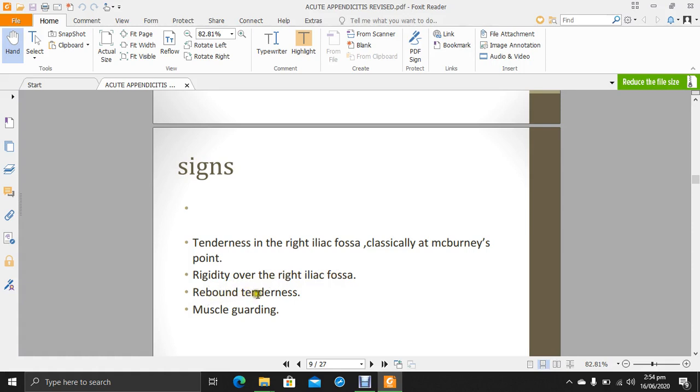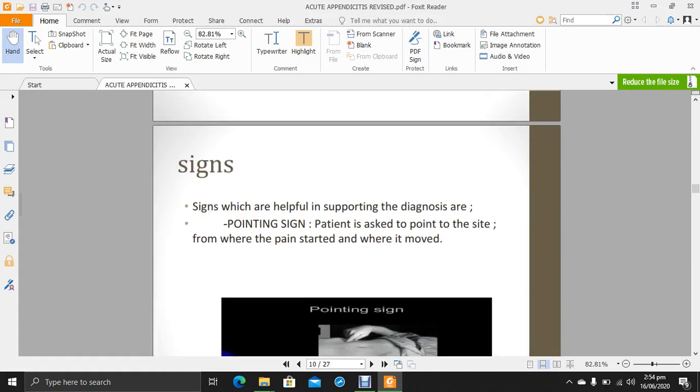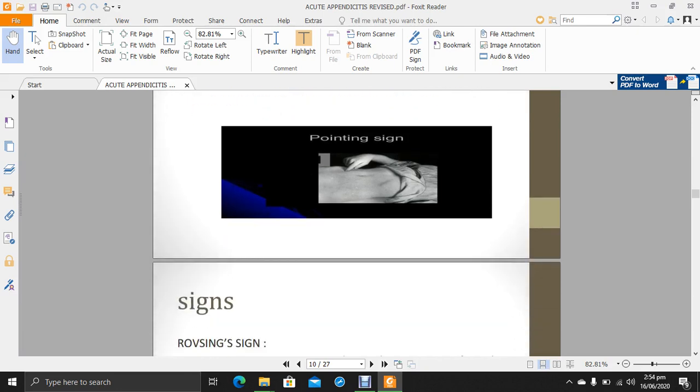Rebound tenderness: once you push and then you leave it, tenderness again will occur, and the patient will guard the region to avoid pain. The signs which are helpful in supporting the diagnosis are pointing signs. The patient himself will tell you the area of maximum pain, that he will point with his finger that this is the site of maximum tenderness.